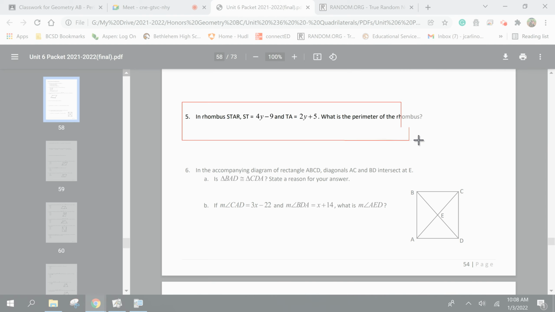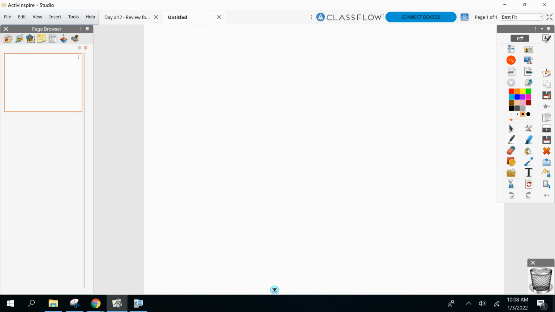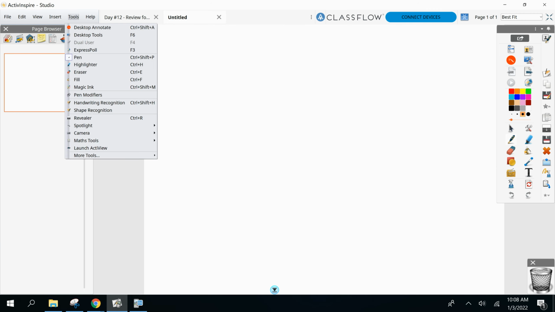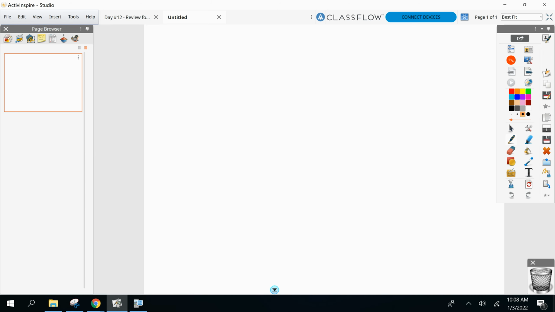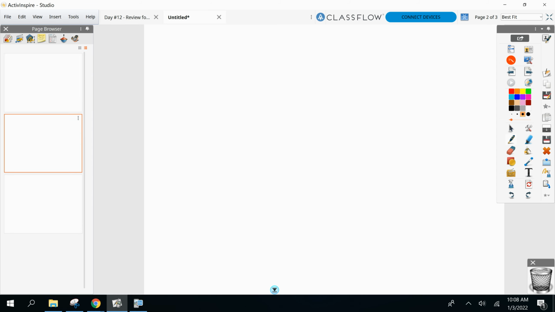Number 5, everyone. We're going to go over a bunch of rhombus properties here in a second. Number 5. You guys can get it set up right now if you'd like.